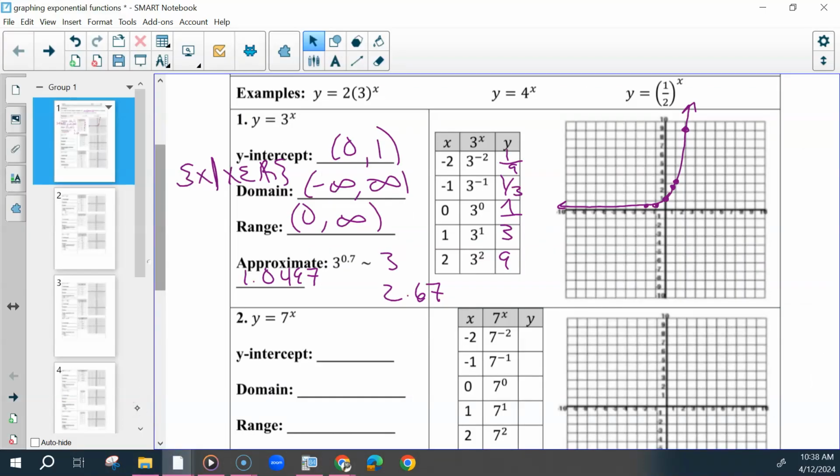But that is the basics of how we graph an exponential function. Do you have any questions on that?